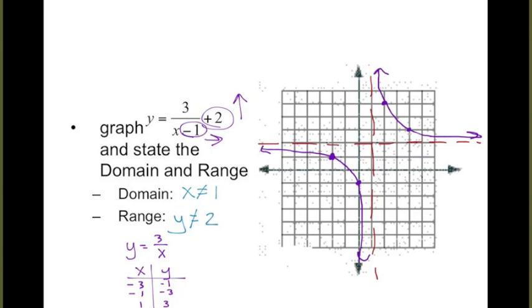And then we just draw our curves that connect those dots and follow the lines. We should have arrows at the end of all those because they do go on forever up and down and forever left and right. They just don't cross those asymptotes.